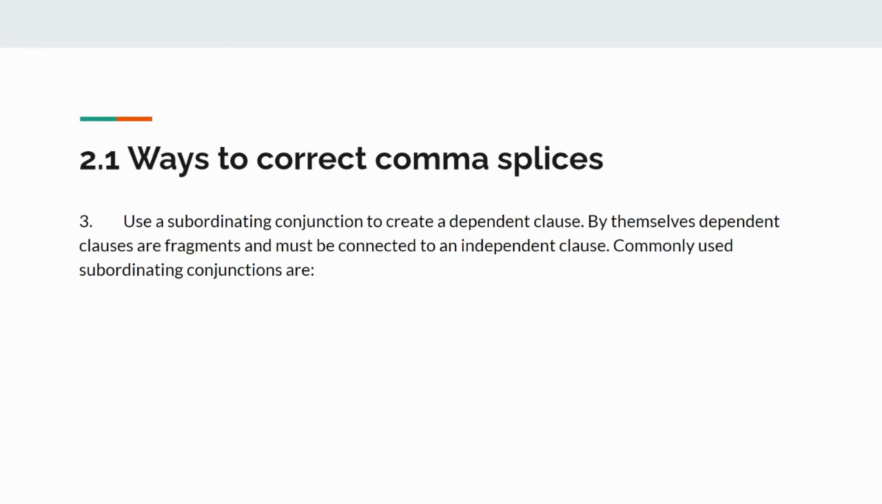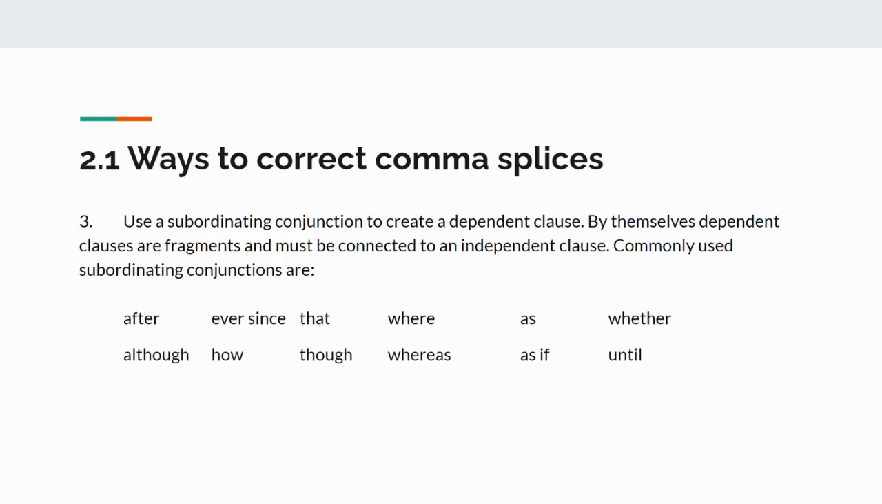The third way of correcting a comma splice is to use a subordinating conjunction to create a dependent clause. By themselves, dependent clauses are fragments and must be connected to an independent clause. Commonly used subordinating conjunctions are after, ever since, that, where, as, whether, although, how, though, whereas, as if, until, if, unless, and wherever.